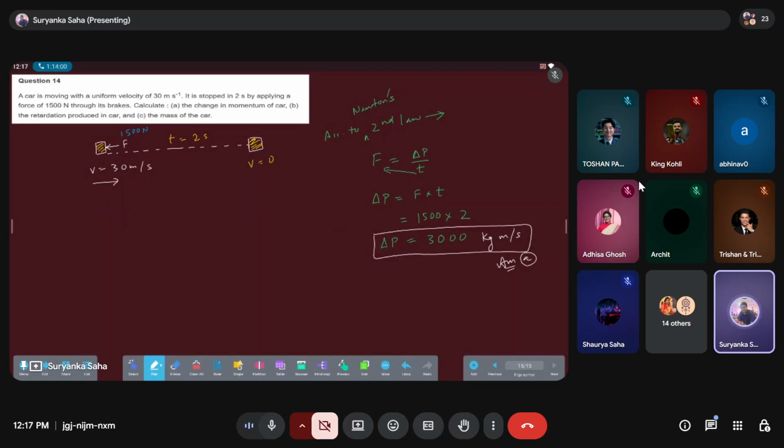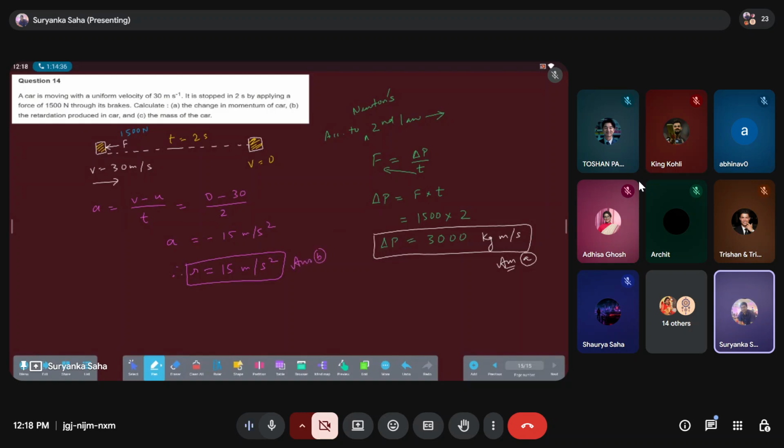First you find acceleration equal to V minus U by T, equal to 0 minus initial velocity 30 by time 2, so A equal to minus 15 meter per second square. Then you write therefore retardation equal to, without the negative sign, only 15 meter per second square. Understood? So the retardation produced in the car, that is answer B.